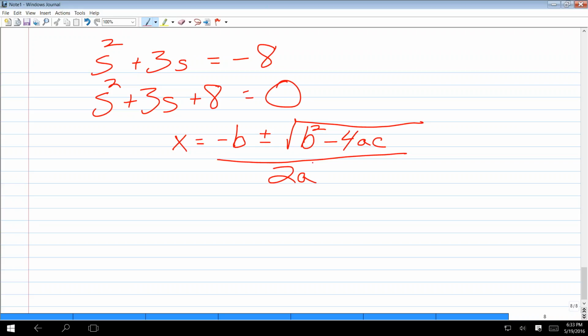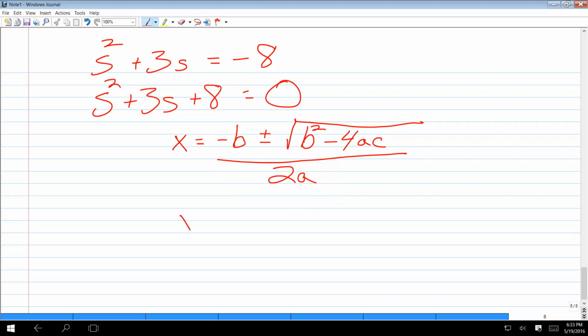I don't know if this helps or not, but notice the first half of it is the same as the vertex of a quadratic. Minus b over 2a. So if you remember what the vertex is, it helps you remember the quadratic, or vice versa. If you remember the quadratic, then you know what the x-coordinate of the vertex is.